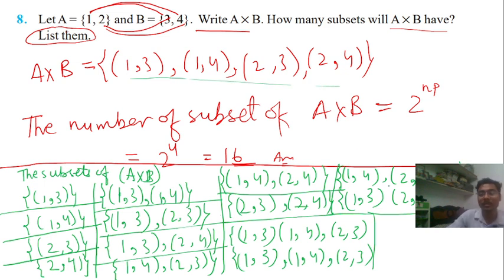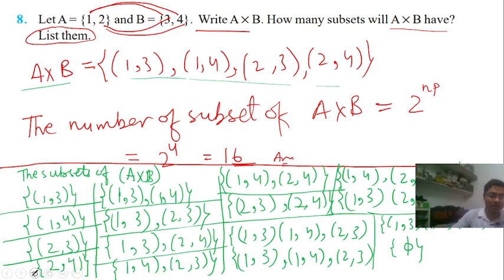Now we will write all the four elements together, because A cross B also is a subset of A cross B, that's why. So our next subset will be 1 comma 3, 1 comma 4, 2 comma 3 and 2 comma 4, and the last subset will be the empty set, because the empty set is a subset of every set.